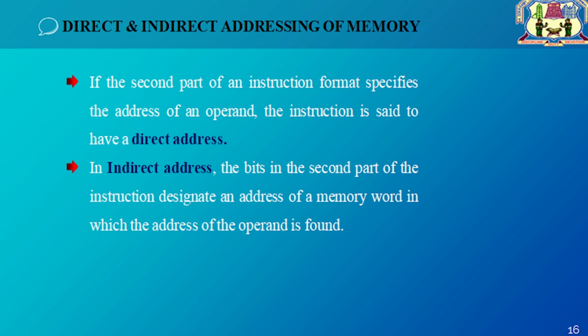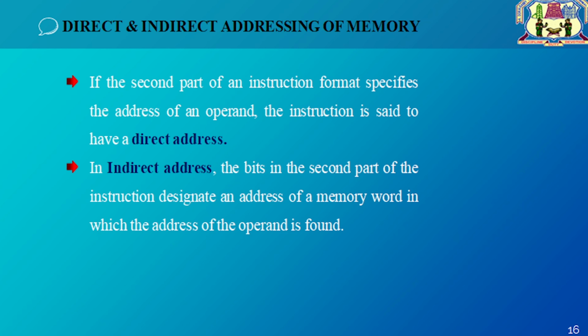So, direct and indirect addressing. What is direct addressing? In the second part of the instruction, we define the operand by means of an address. Then it is direct addressing. But if the second part of the instruction contains the address of some memory word in which the address of the operand is stored, so it is an address of an address, that is called indirect addressing.